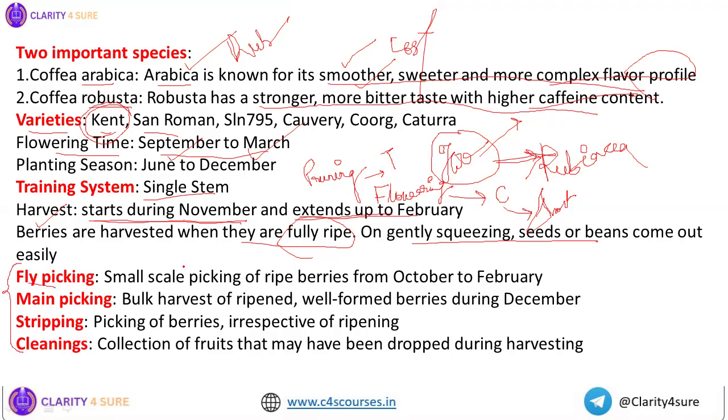One is fly picking. This is generally done from October to February, and this is a small scale picking. Main picking is where the bulk harvest is obtained, and in main picking only the ripened and well-formed berries are taken. Then we have stripping, wherein we pick berries irrespective of ripening, so immature, unripe, fully ripe, overripe, everything is collected in stripping. And what is cleaning? While harvesting, certain fruits may be dropped on the ground. The collection of fruits dropped during harvesting is known as cleanings. So these are the details about coffee that you need to focus on.